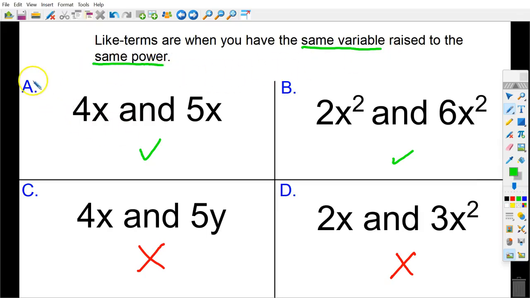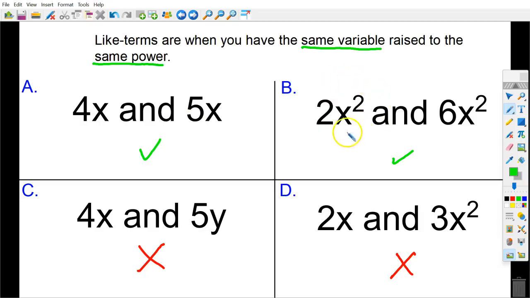All right, let's look at A. 4x and 5x. Same variable raised to the same power of 1. It's there, you just don't see it because there's no need to put the power of 1. So 4x and 5x, good to go. Those are like terms. You can combine them depending on what the sign is, all right? You can combine them because they're like terms.